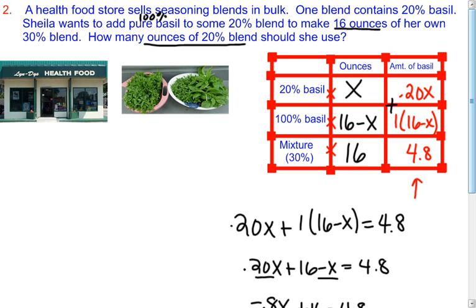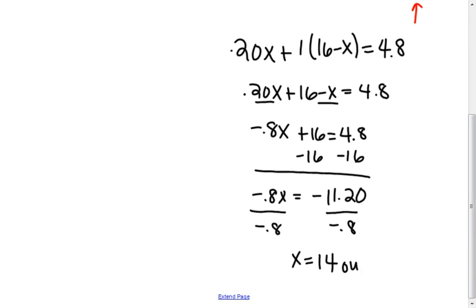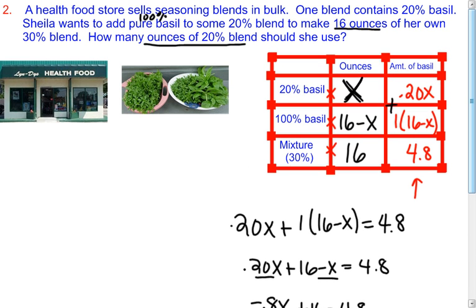My question was how many ounces of 20% blend? That's right where my x was, in the 20% blend. Notice it's ounces, so I will label this as ounces. If I use 14 ounces of 20% blend, that means I will use 2 ounces of 100% because 16 minus 14 is 2. All right, and that is the basics of mixture problems.